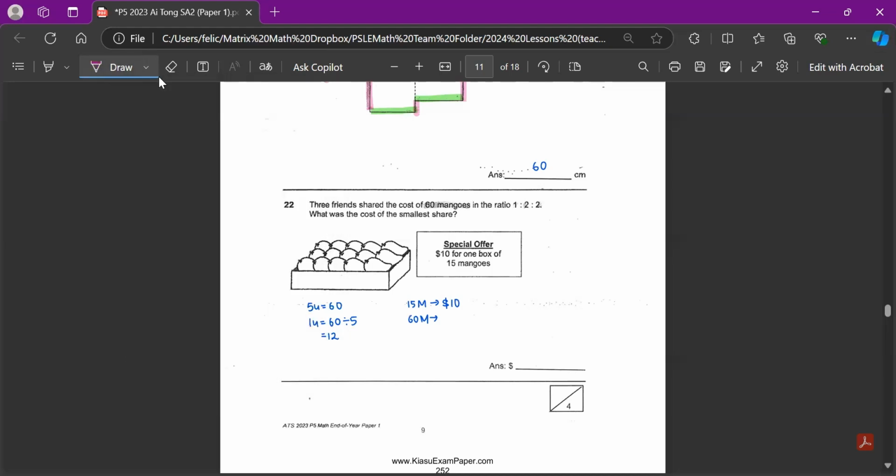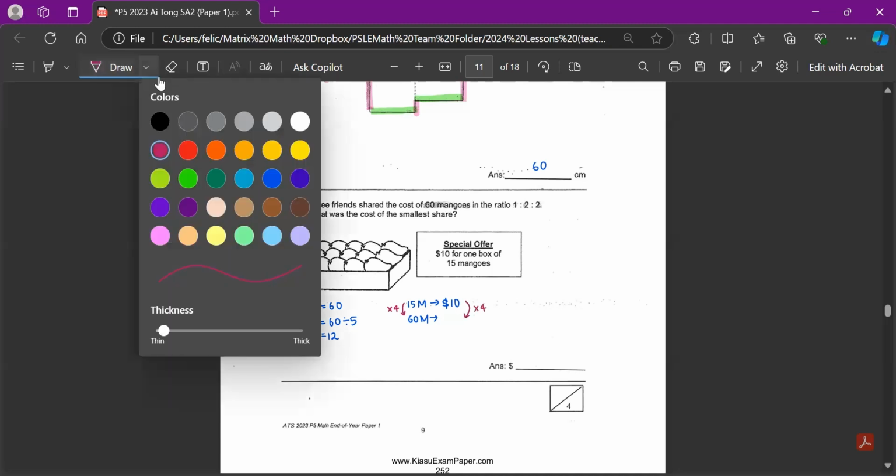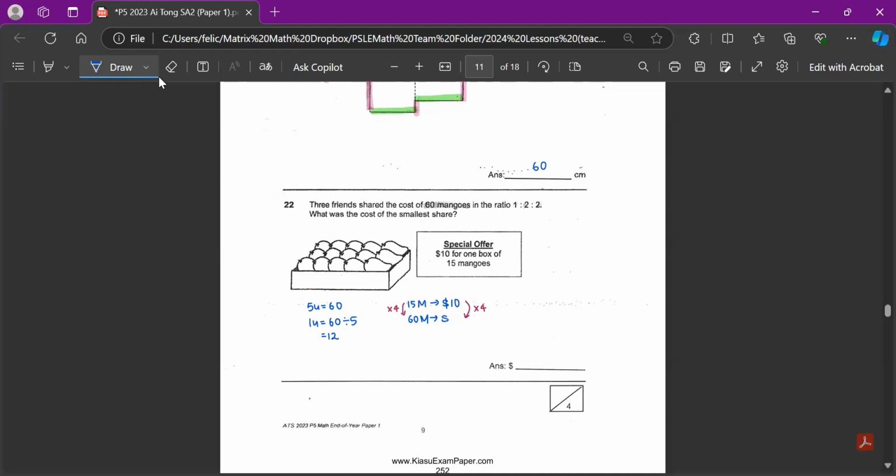Okay, so this side will be times 4. 60 mangoes will be 4 sets of 15. So you have to times 4 to the cost as well. So $10 times 4. This will be $40 for all the 60 mangoes.